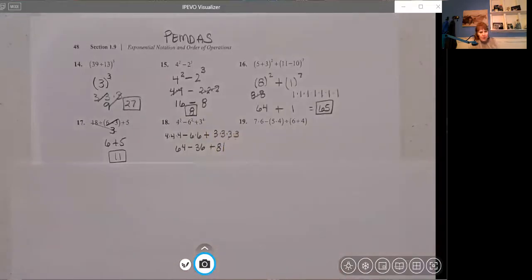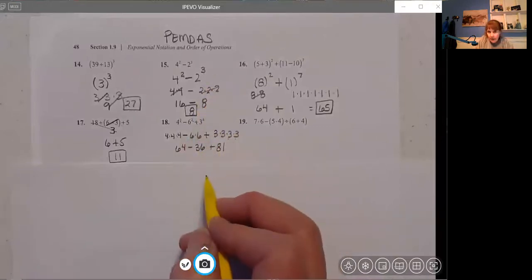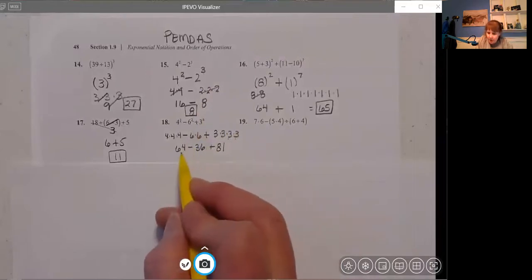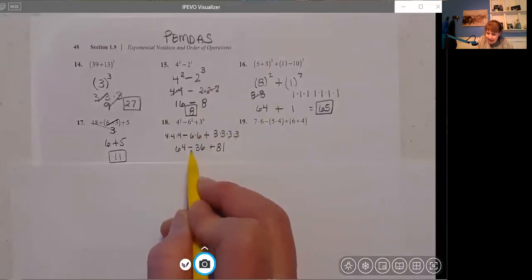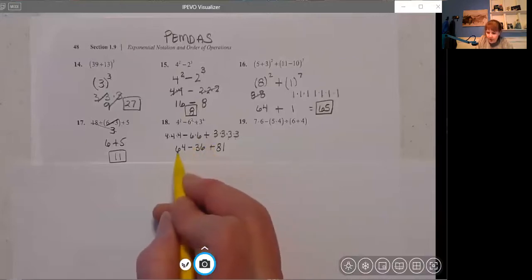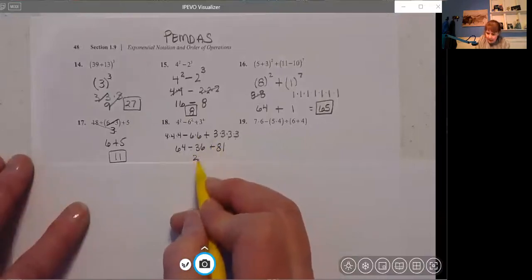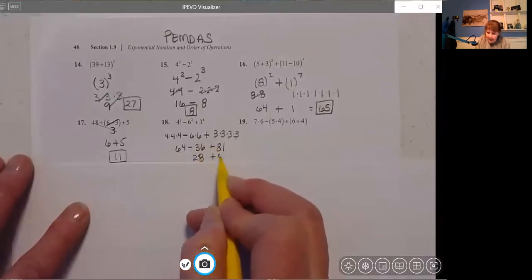Okay. So now what we're going to do is work from left to right, doing our adding and subtracting as we come to it from left to right. So we take 64 minus 36, we get 28, plus 81.